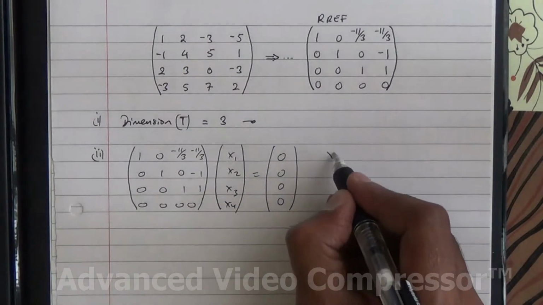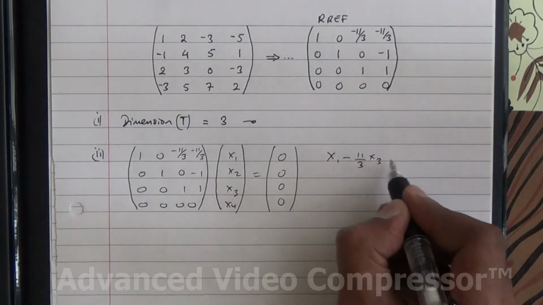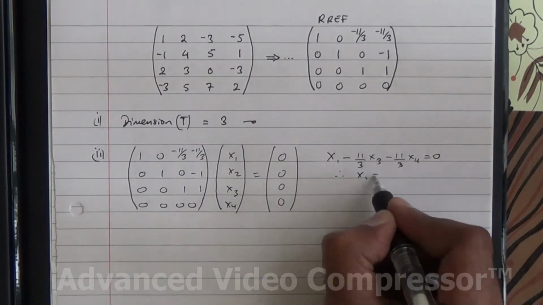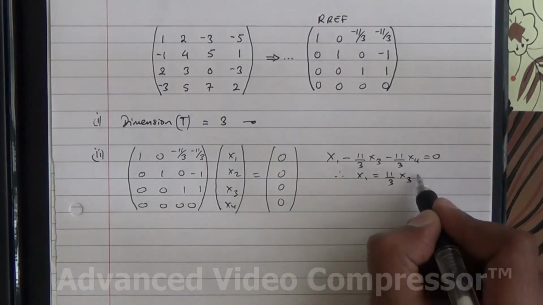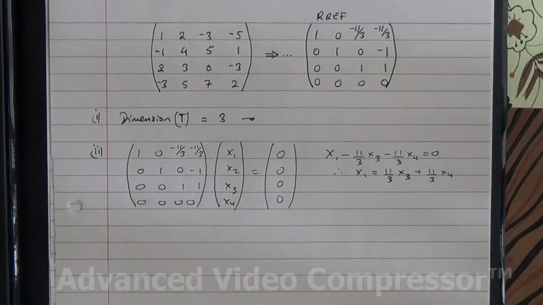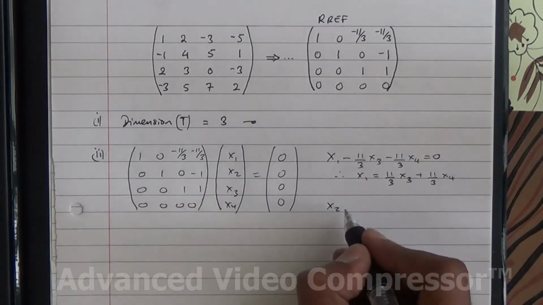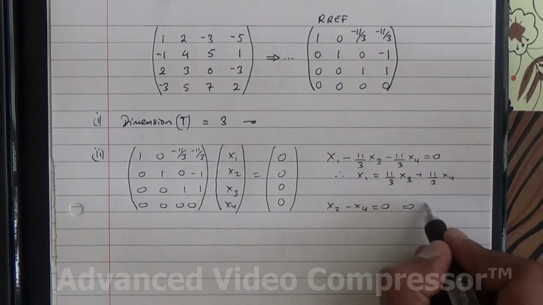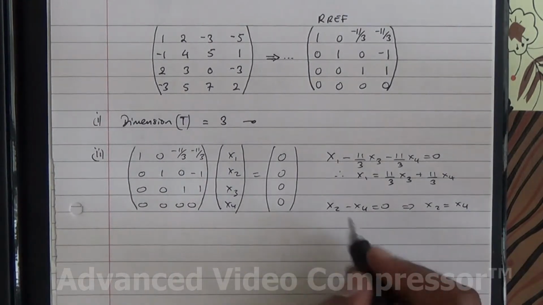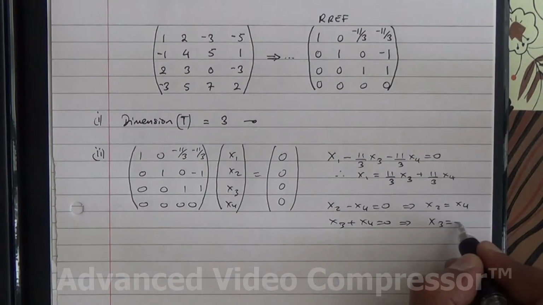x1 times 1 is x1, minus 11 over 3 x3, minus 11 over 3 x4 is equal to 0. Therefore, x1 is equal to 11 over 3 x3 plus 11 over 3 x4. Moving on to this one here, this is x2. So we have x2 minus x4 is equal to 0. That means x2 is equal to x4. Then x3 plus x4 is equal to 0. Therefore, x3 is going to be equal to minus x4.